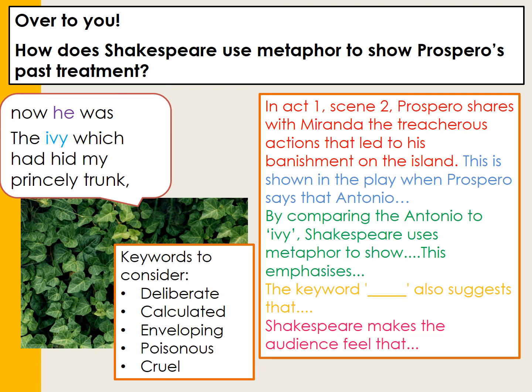I've just realised there that I talked about calculated in relation to the boat metaphor. You could still use calculated in terms of the ivy metaphor, because Antonio is quite a calculating individual in the way he plans Prospero's removal from the island and plans his usurping of his role. Poisonous, obviously, think about the ivy and think about Antonio's personality, and cruel.